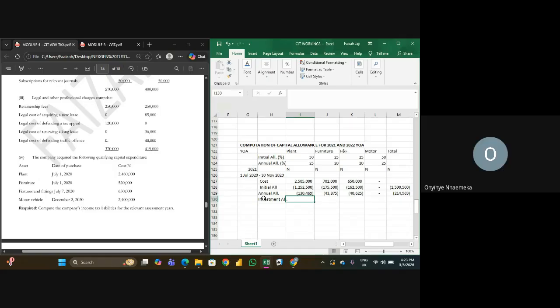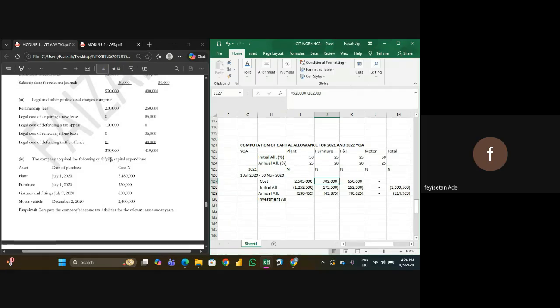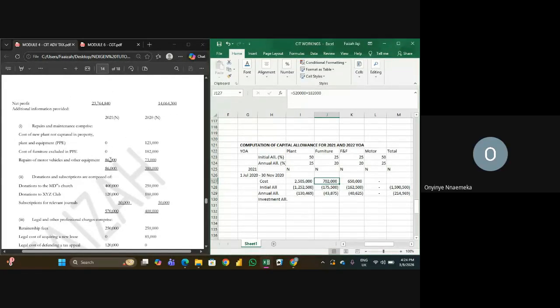Please, I missed this part, sorry for cutting you in. This furniture, the cost. The question is 520. How did we get this 702? Okay, additional information one, repairs and maintenance. In that additional information, they told us that we have cost of new plants not captured in PPE, which means they bought plants. Instead of putting it in assets, they put it in expenses under repair and maintenance. So it's our job to remove it from expenses and add it to the cost of the assets, which is the one under plants here.